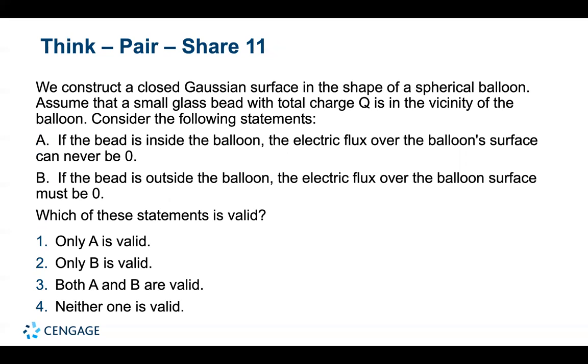So we construct a closed Gaussian surface in the shape of a spherical balloon. Assume that a small glass bead with total charge Q is in the vicinity of the balloon. Consider the following statements and which statements are true. And the answer is both A and B are valid.